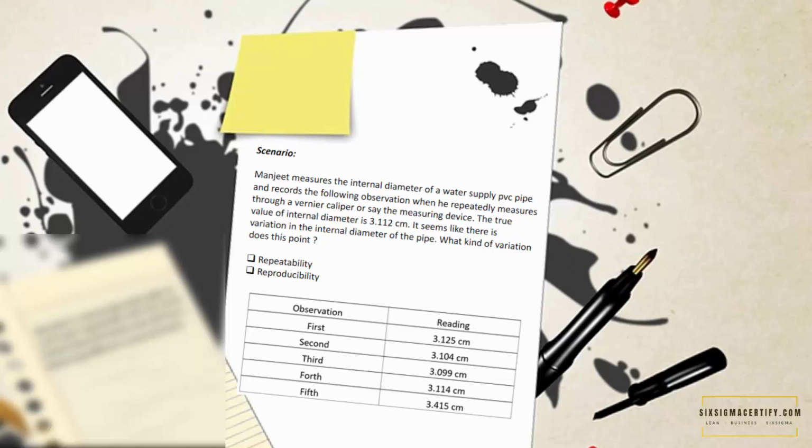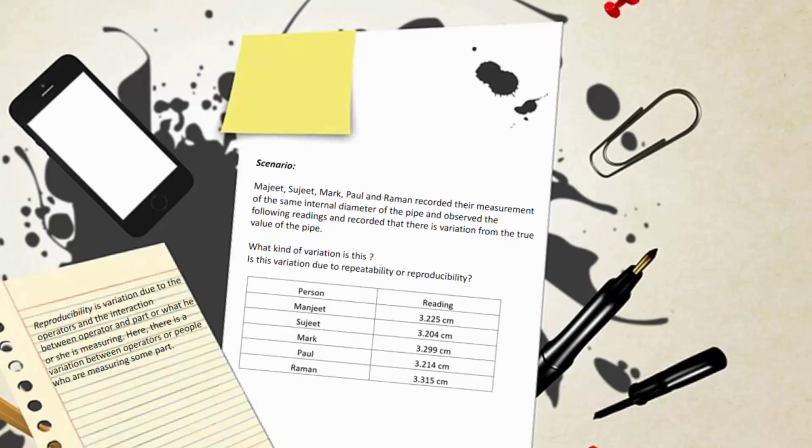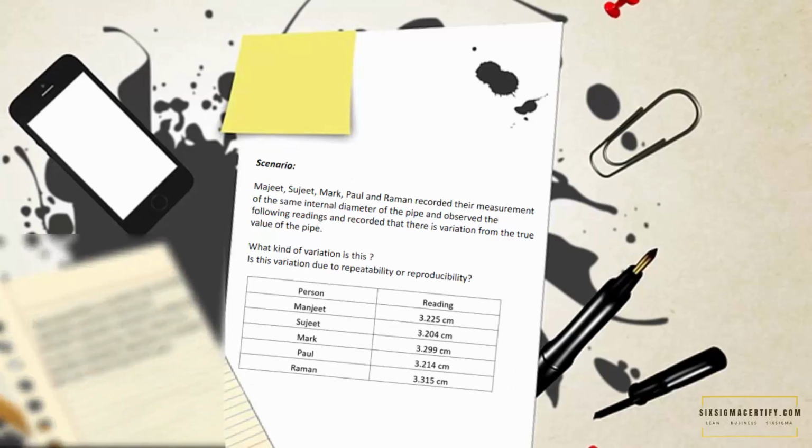Okay, let me reveal the answer. This time the answer is repeatability, because Manjit is measuring the same pipe, or say the same part, repeatedly with the same measuring instrument and still he is observing different measurements. So this is repeatability. Second scenario.